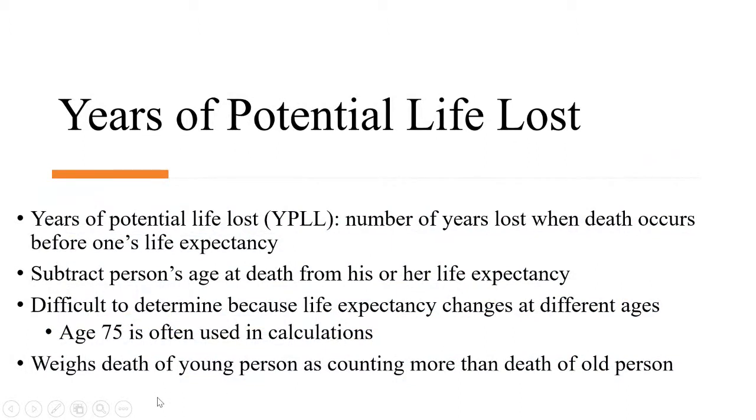So it really weighs the death of a young person as counting more than the death of an old person. And the reason is if someone dies at 40, they're losing a lot of their productive years in terms of being in the workplace and contributing to society. Whereas if you lose someone at 75, they have already probably finished working, they're retired. So it doesn't weigh that heavily on society compared to someone who is younger that dies.